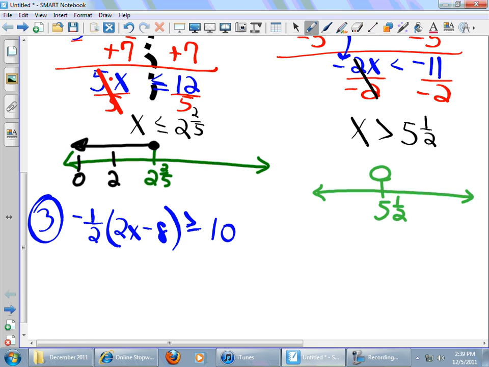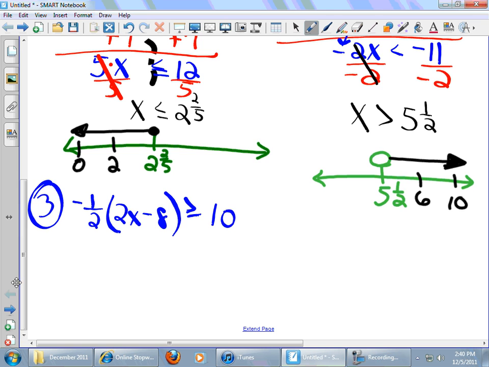All right, let me show the 5 1/2. It's an open circle. Why? Because I did not say the word equals. And I need numbers greater than 5.5. Seems to me that 6 would be greater than 5.5. 10 would be greater than 5.5. I will shade in the direction of those numbers.